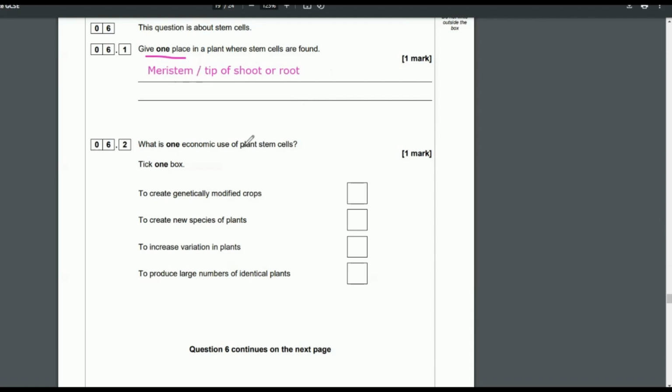Right. What is the economic use of stem cells? To create genetically modified crops, to create a new species of plant? No. To increase variation in plants? No. To produce large numbers of identical plants? Yes. So there is our answer.